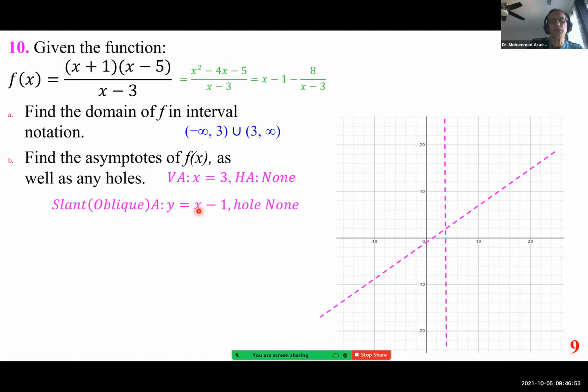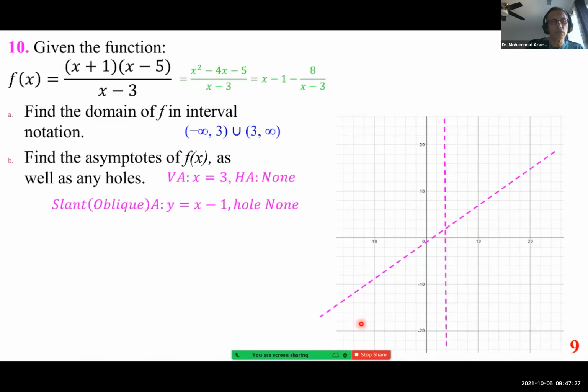You can pick a couple of pairs and graph them. Let's say x is 0, y becomes a negative 1, that's this one. And if x is 1, y becomes 0. So those are the two pairs you draw, and both are dashed lines because none of them is part of the graph. So in short, what happens is that the graph looks like this or looks like this on the left side. On the right side of your vertical asymptote goes like this or like that.